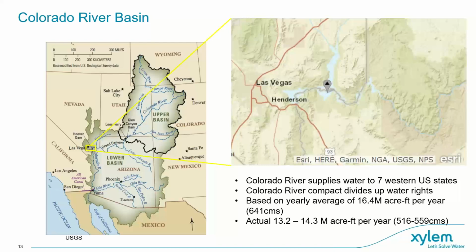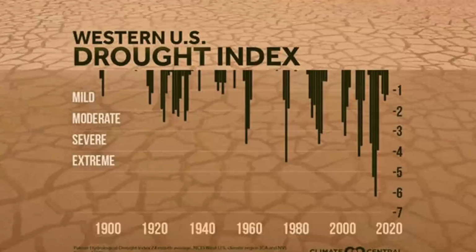But this was based on historic data, which turns out to be some pretty wet years preceding the compact. The actual annual flow since this compact has been more like 13.2 to 14.3 million acre feet per year. But we continue to divvy up the water based on this original estimate and these allocations that were based on this initial average. And that's as we enter one of the worst droughts of record.